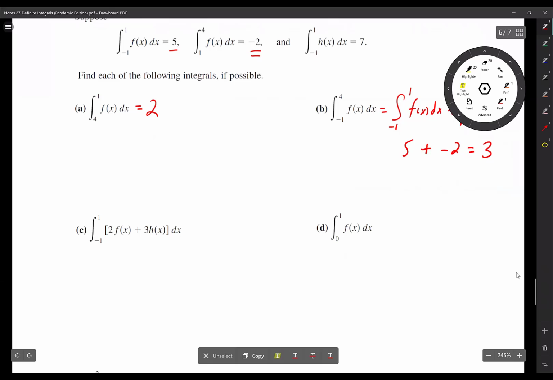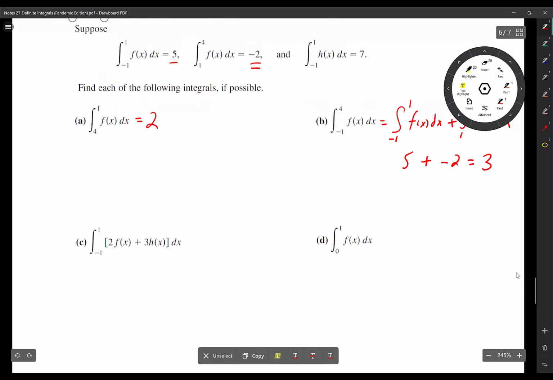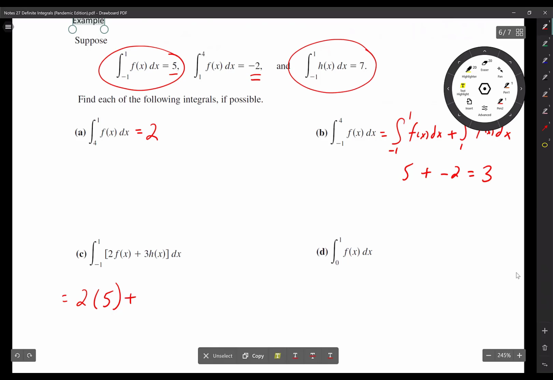Negative 1 to 1 of f of x and h of x. Well, 2 times f of x plus 3 times h of x. All right, so let's see what this is. I'm just going to go ahead and go right into it, guys. I see f of x right here. So 2 times 5 plus, I see h of x right here, and it has the same limits. 3 times 7, and there it is. 2 times 5 is 10. 3 times 7, 7, 14, 21. So I get 31.